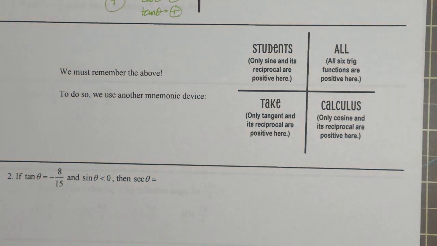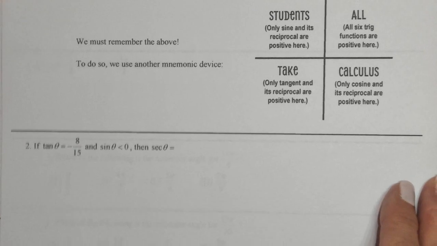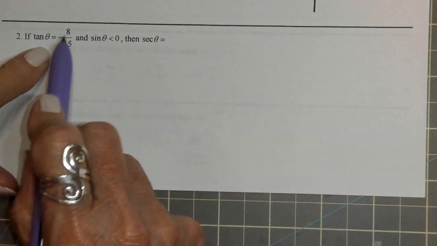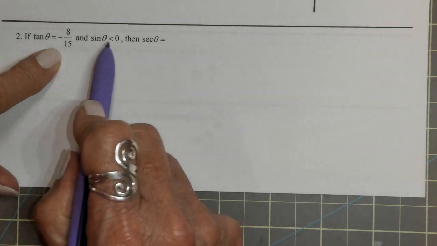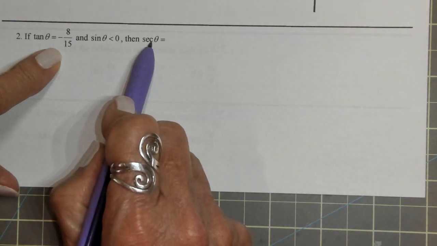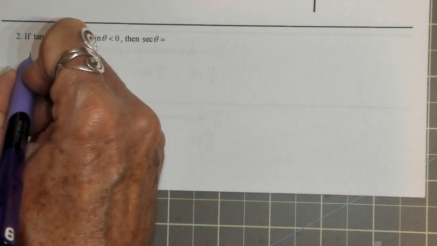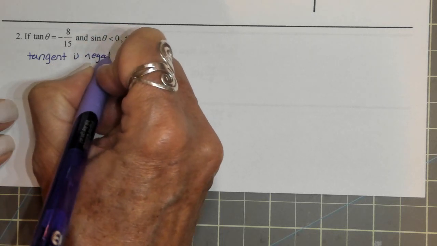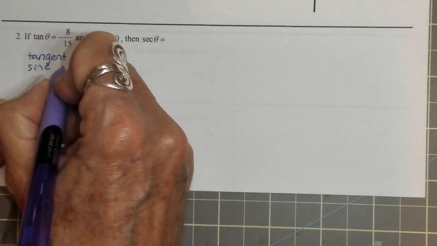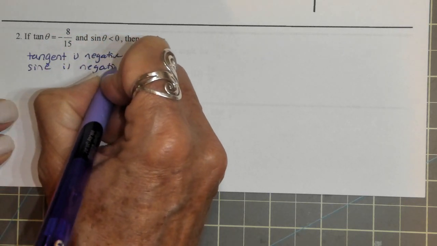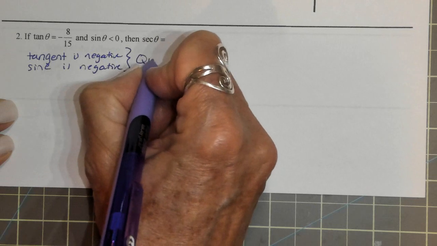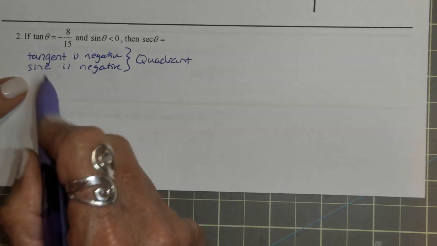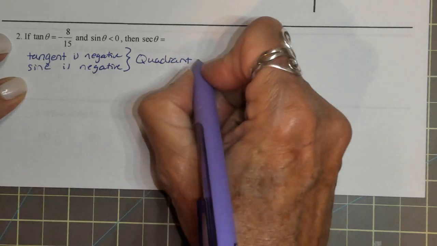So let's take a look at how you might be given something like this. If tangent of theta is negative 8 over 15, and sine of theta is less than 0, what is secant of theta? Well, this tells me that tangent is negative and sine is negative. So what quadrant must we be in? If tangent is negative and sine is negative, what is the only possible quadrant? It has to be quadrant 4.